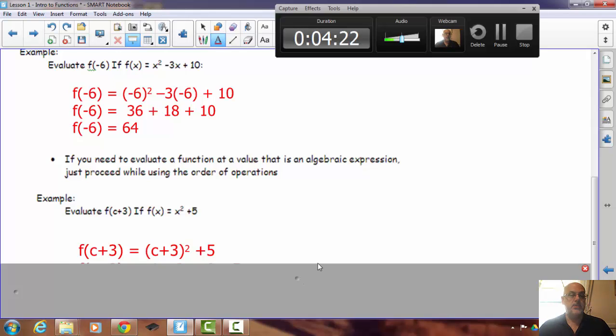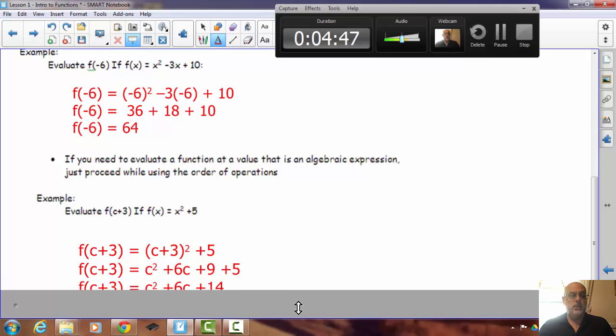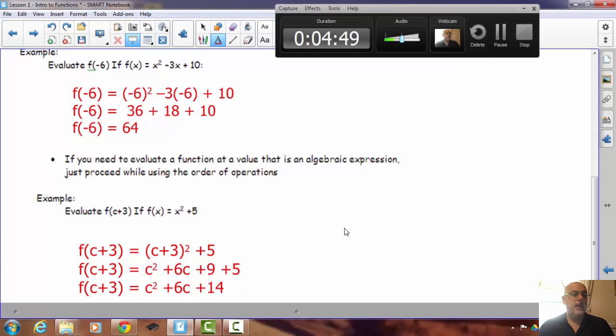You take the c plus 3, substitute it for x, make sure there's parentheses around it, and then the plus 5 sits outside. So the concept of squaring something is multiply by itself. So you need to multiply c plus 3 times c plus 3, and when you combine the like terms, you get c squared plus 6c plus 9. And then don't forget to drag that 5 along. So when you clean this up, f of c plus 3 is c squared plus 6c plus 14.